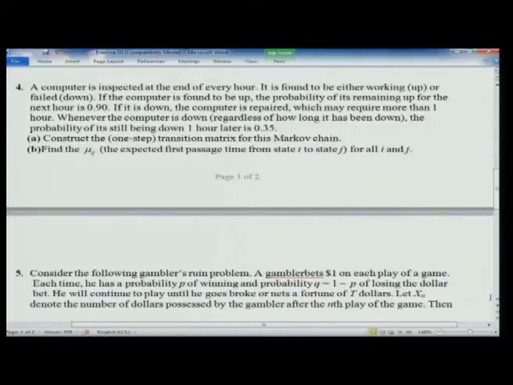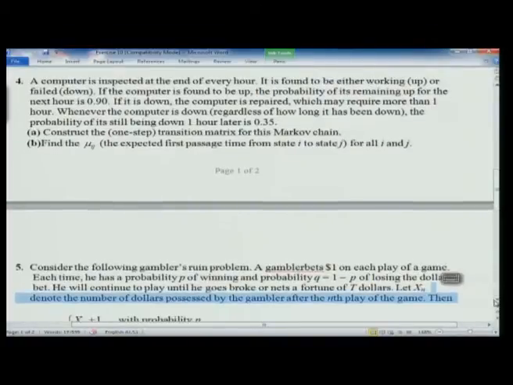Construct the one step transition matrix for this Markov chain, and find the mu i j, the expected first passage time from state i to state j for all i and j. This you will be able to do. This question depends on computing the first passage times, which we have also discussed quite thoroughly.